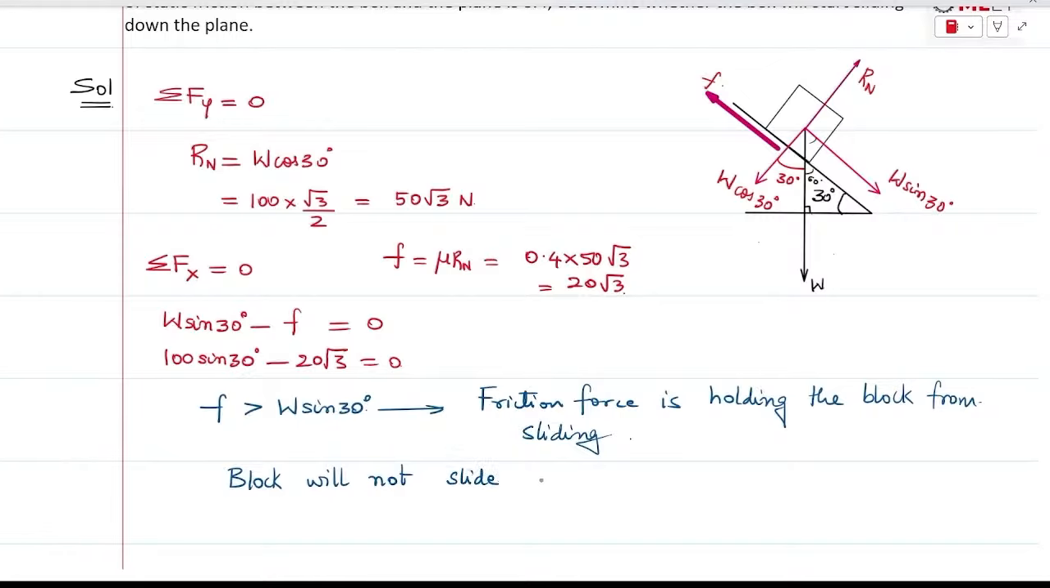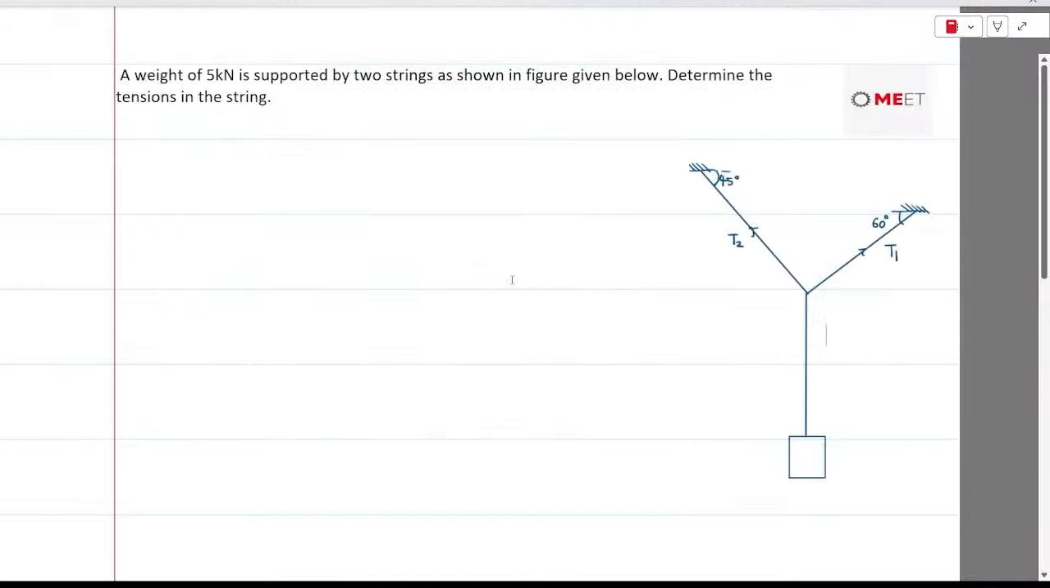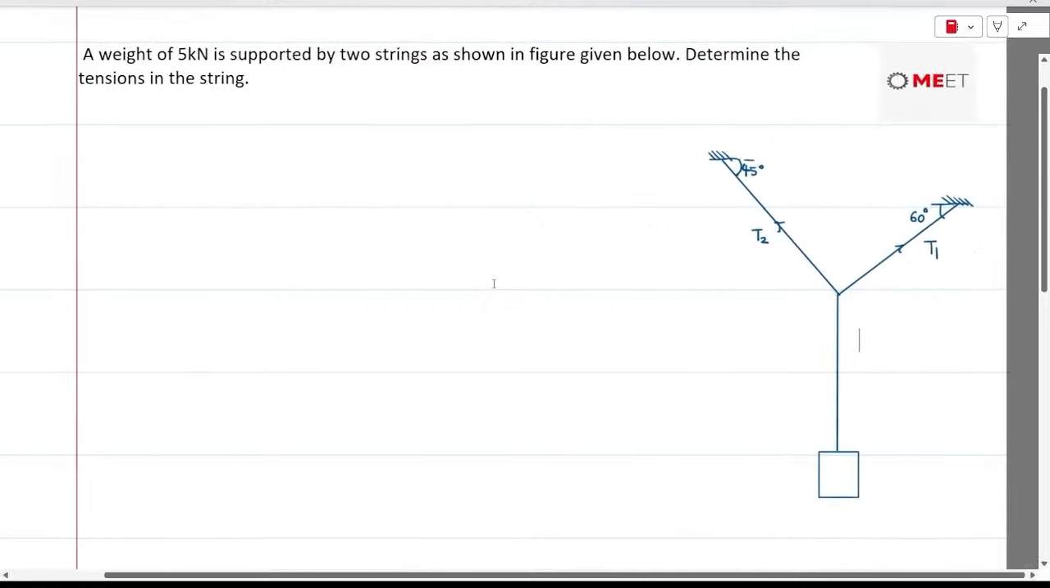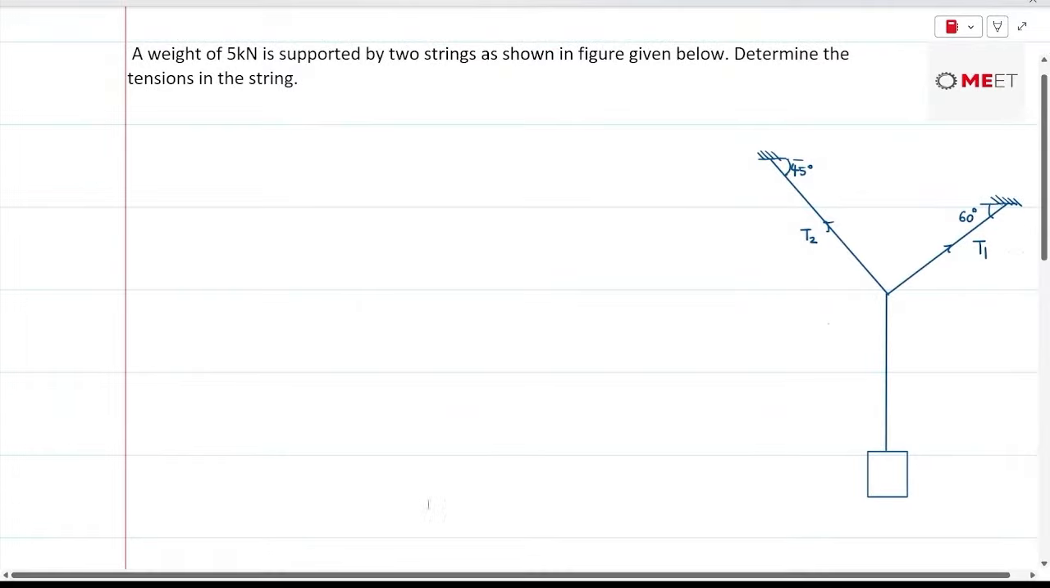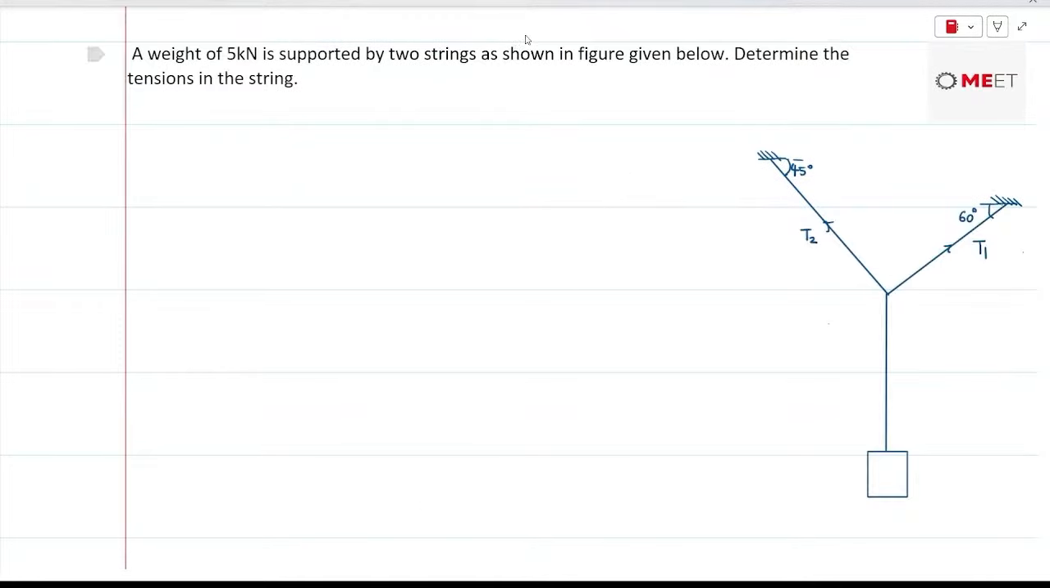Block will not slide along the plane. In the question, it says about a weight 5 kilonewton, which is supported by the help of two strings as shown in the figure, and the tensions in the strings are to be determined. So let me just give you a very important insight about the problem. Here you are finding three forces, that is T1, T2, and another one is the weight of the block.